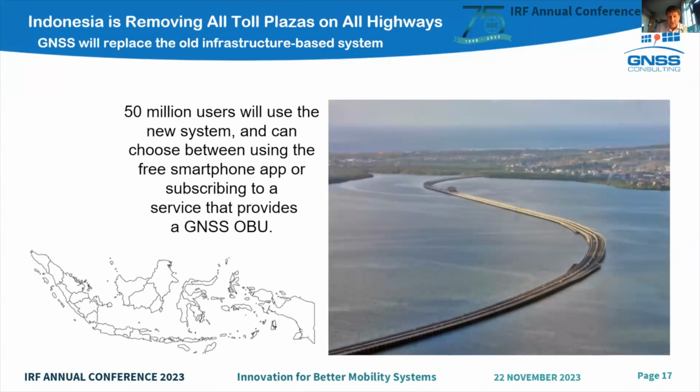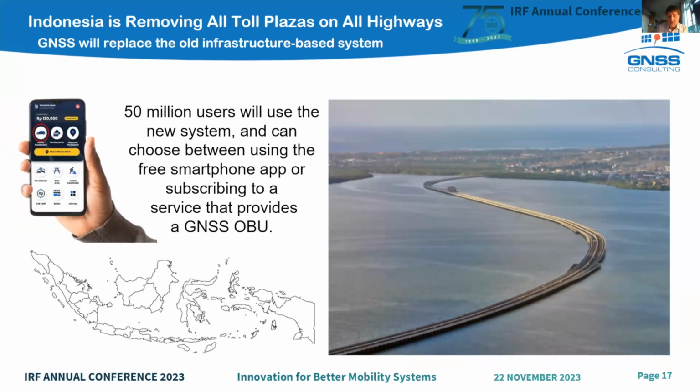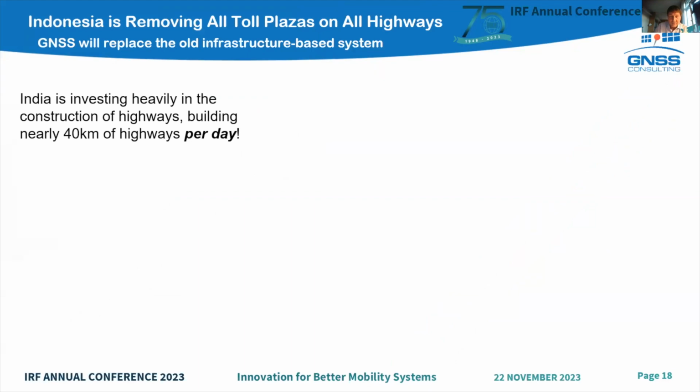Also worth mentioning is Indonesia has decided to replace all of its toll plazas. So that picture of all those cars waiting in line at the toll plaza, they're going to be history in Indonesia because they're going to rip them all down, and it's all going to be satellite-based. That means 50 million users will either use a smartphone app, which won't cost anything, or they can buy a service from a toll service provider that gives them an onboard unit, and they will no longer have to stop and wait at any toll plazas. India plans to do the same, whereas Indonesia is currently implementing this. India is still planning it. They're in the early stages.